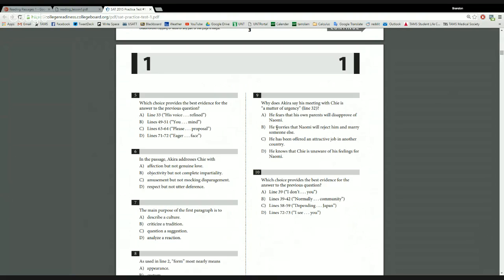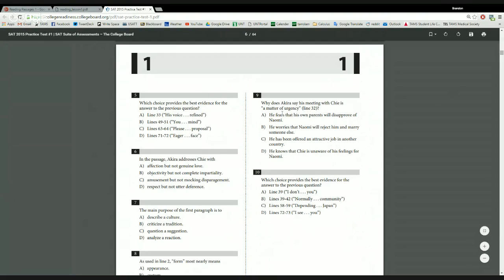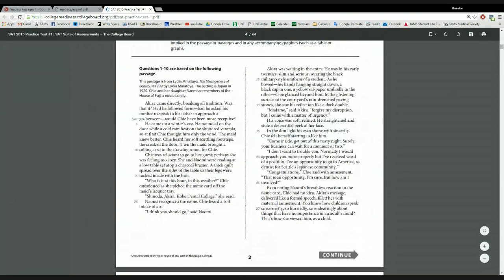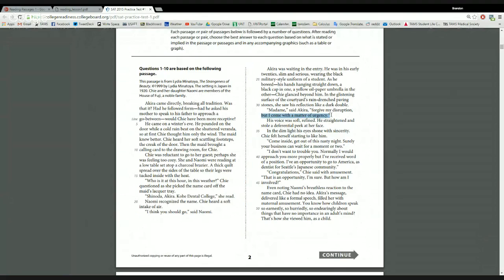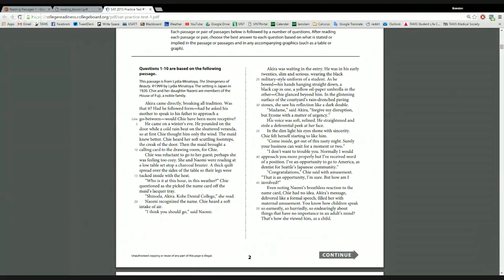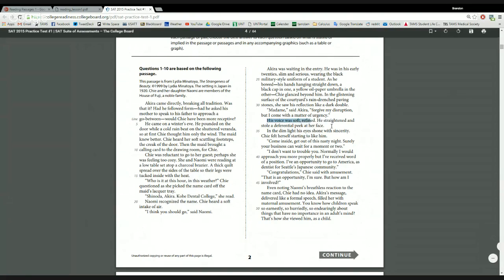All right, number 9. Why does Akira say his meeting with Chi is a matter of urgency? Now, this question is more of a stretch, where I said you want to read two lines above or two lines below. So we'll do that real quick. Madam, said Akira, forgive my disruption, but I come with a matter of urgency. Okay, a matter of urgency. That's what we're looking for here. Now we're going to read on. His voice was soft, refined. He straightened and stole a deferential peek at her face. This is just a description.